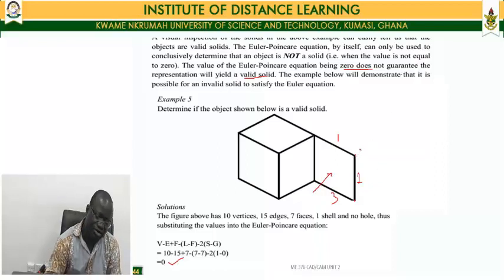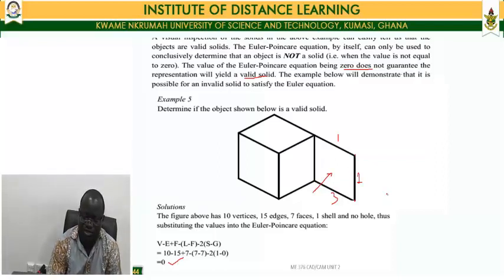So it means that the Euler equation is not sufficient to just tell you whether or not a representation is a valid solid. The only time it holds true is that if it is not equal to 0, then you can conclusively say it is not a valid solid. But if it is 0, you need additional information to tell you whether this representation is valid.